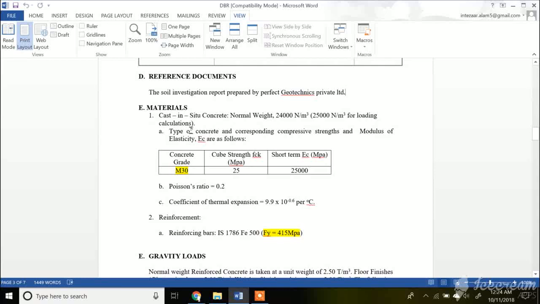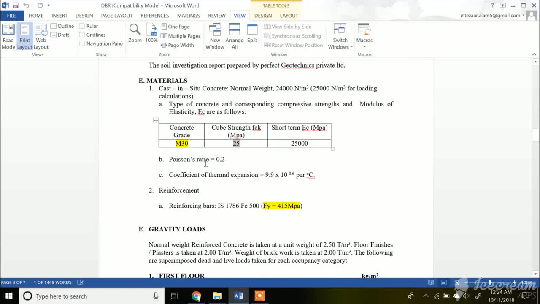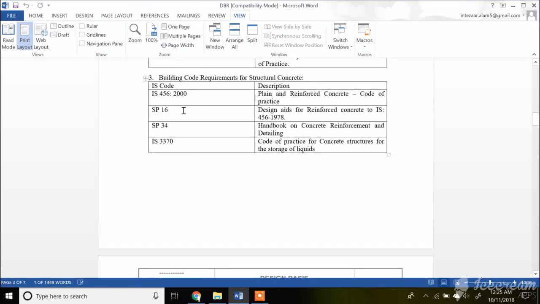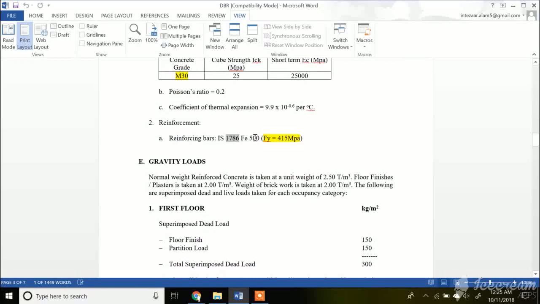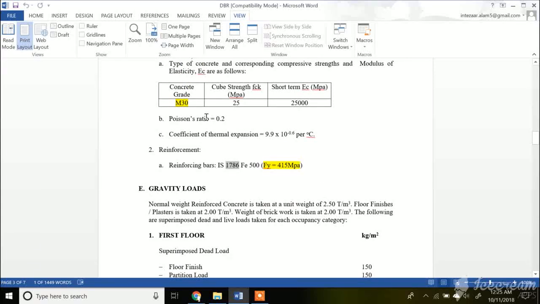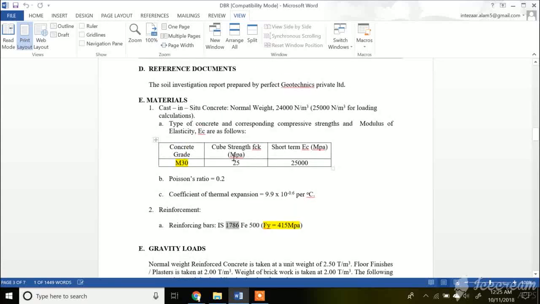Now comes the material part. Whichever material you are using, here cast in situ: your grade of concrete, cube strength, concrete grade, short term modulus of elasticity Ec, Poisson's ratio, coefficient of thermal expansion, reinforcement grade. As per IS 1786, like I've written 1786 here, we can include that here also. Fe 500 or Fe 415, whichever grade you are using. So this was regarding the grade of steel, grade of concrete, and your design codes.